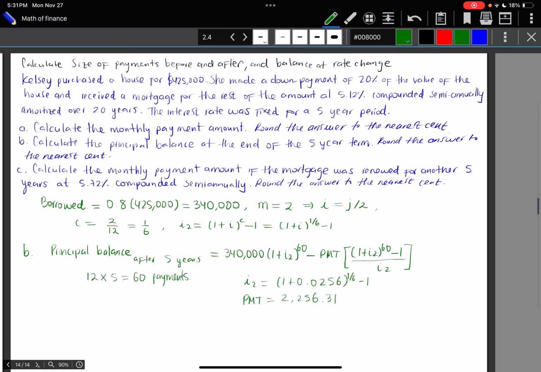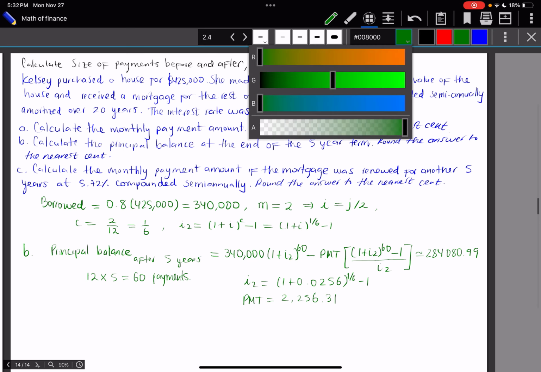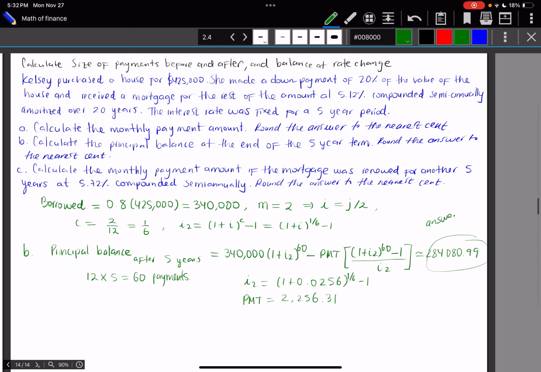Okay, and when we use a calculator to compute the principal balance, we find that the answer can be rounded off to $284,080.99. Okay, so that's what Kelsey owes after 5 years. So here we have the answer to part B. Make sure to use a calculator that can handle various variables. So we assign I2 this value, we assign PMT this value, and then we find this expression.